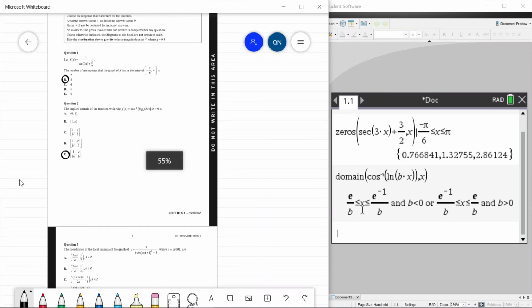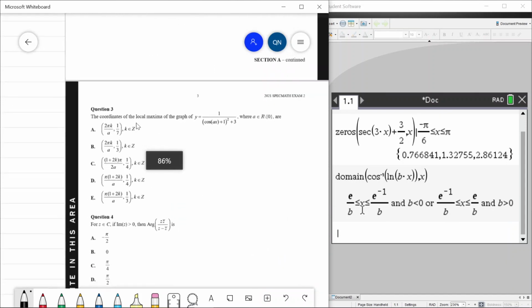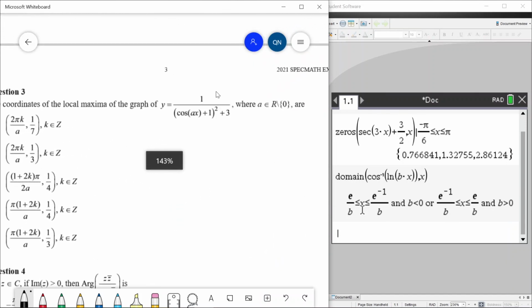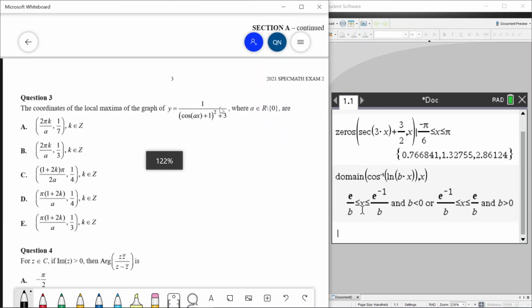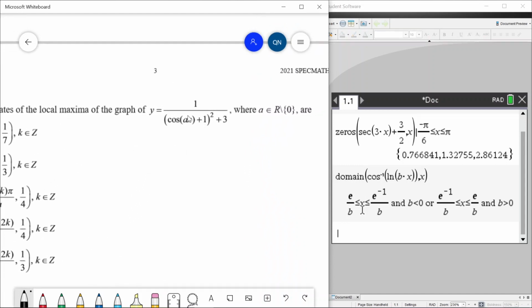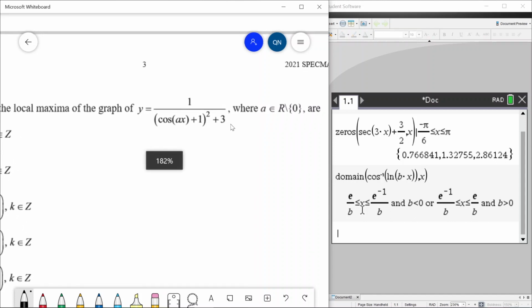Question 3. The coordinates of the local maxima of this graph. This is a reciprocal of some quadratic in a cosine or something like that. So how do we maximize this function? Well, this is a reciprocal, so we would like to minimize this denominator. Now, how on earth do we minimize this denominator? Well, it's not too tricky to do.